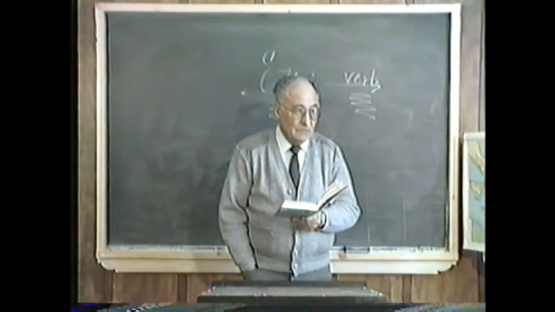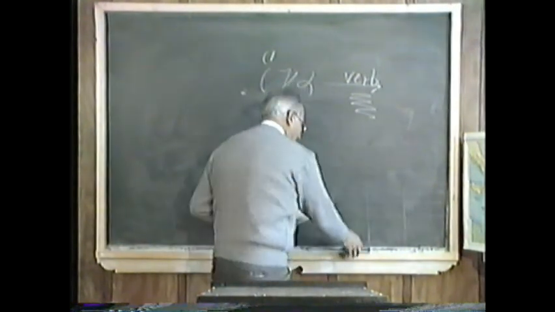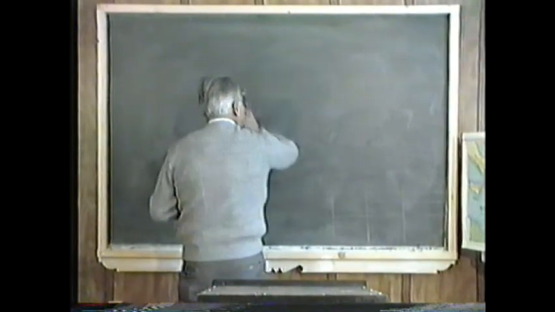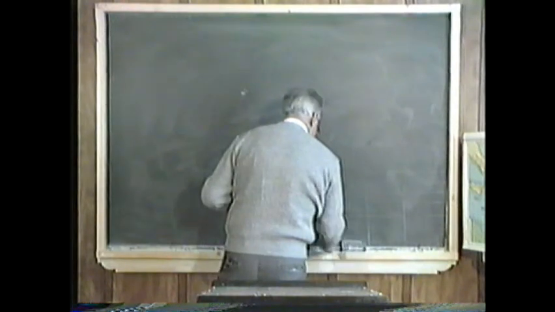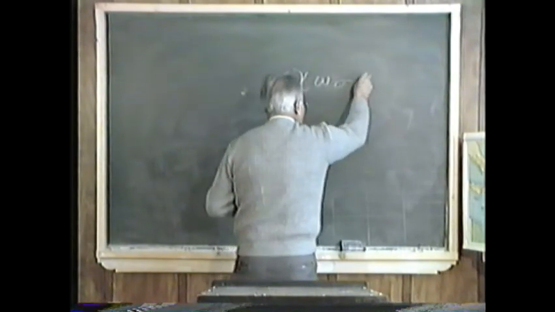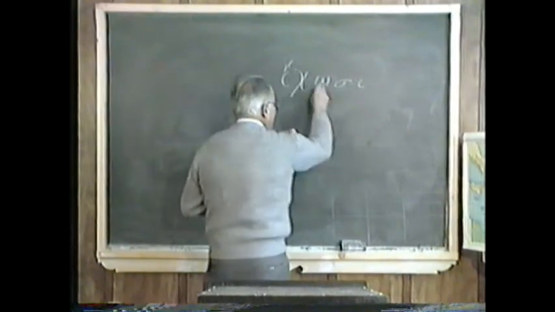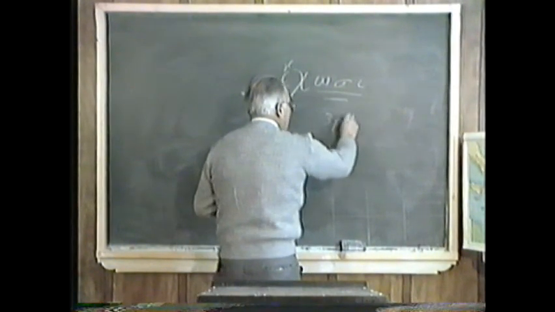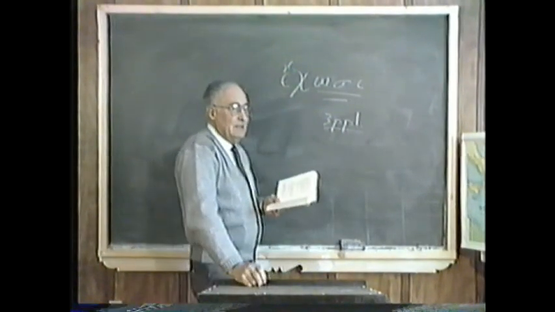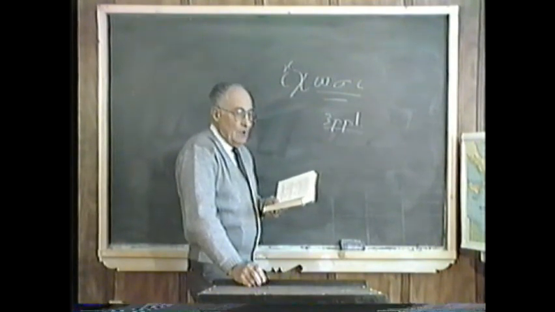Of ekosi. All right, parse ekosi for me. Third person, plural. Present subjunctive active of echo, I have. All right, now then, looky here. Ekosi. Third person plural. What's the tense? Present. Mode? Subjunctive. Why subjunctive?